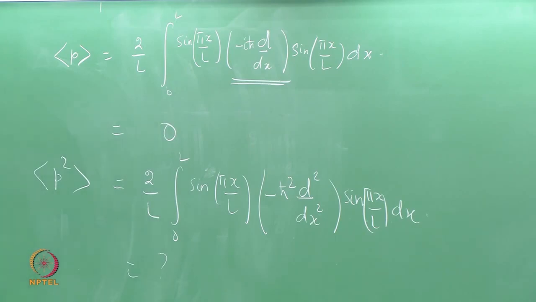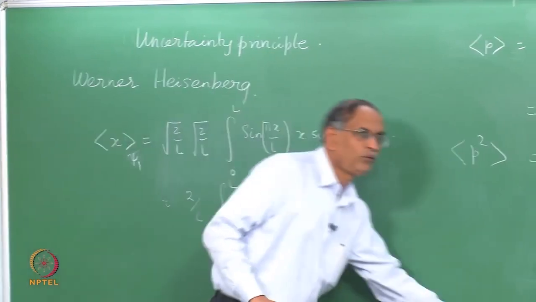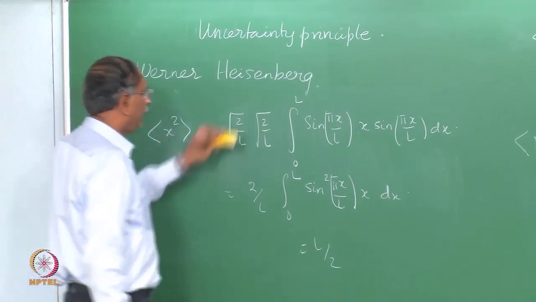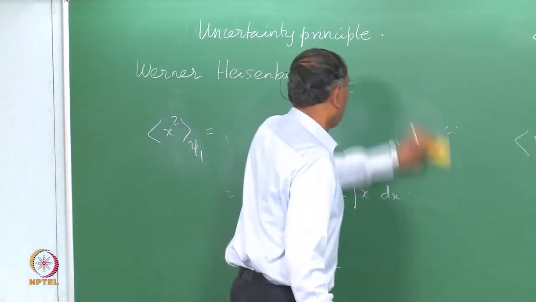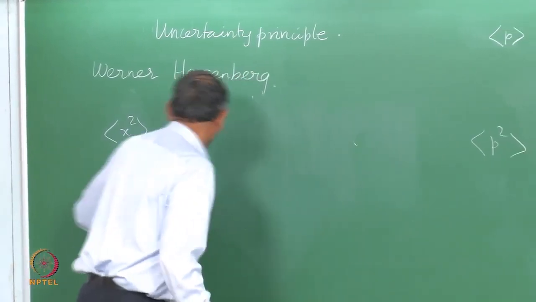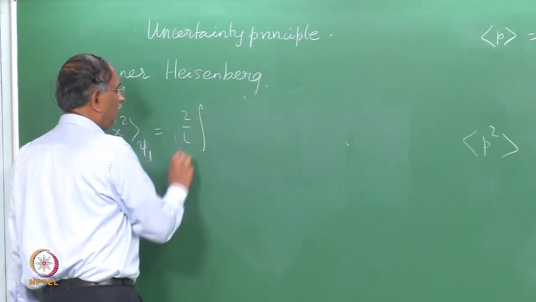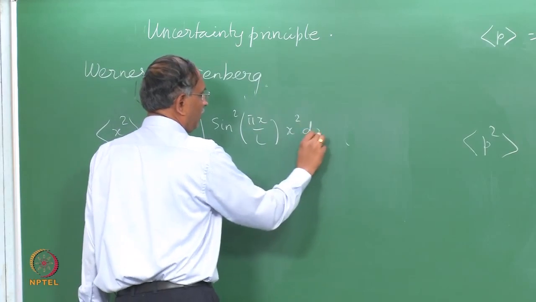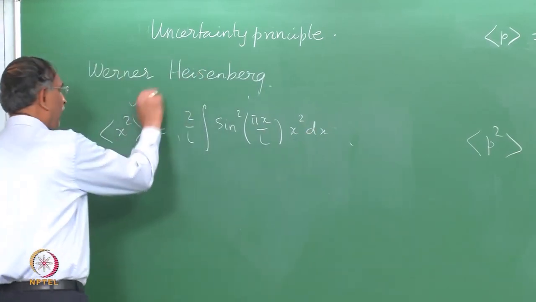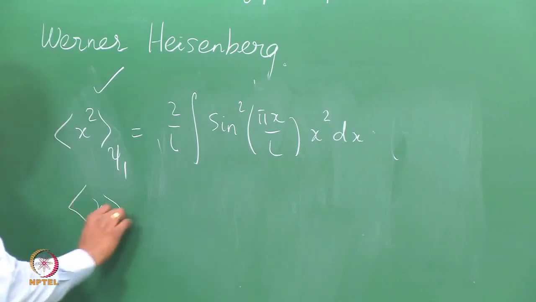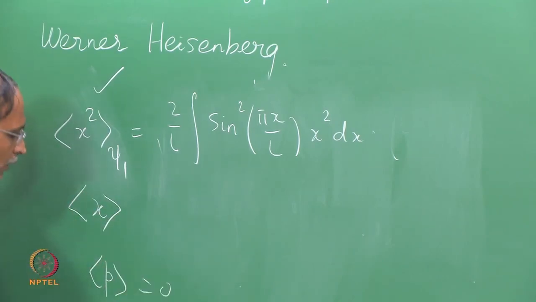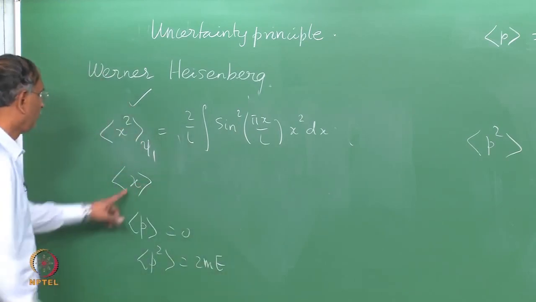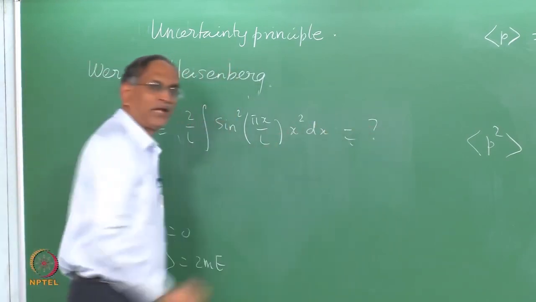What about the x squared? If I have to do x squared, all I need to do is the same thing. Write x squared on psi 1, and the integral that needs to be evaluated is the integral of 2 by L sine squared pi x by L times x squared dx. Therefore, you know the value of x, you know the value of p as 0, and you know the value of p squared as nothing but 2mE.